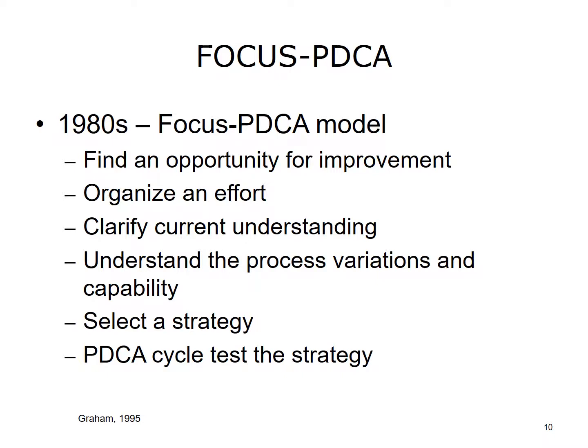Dr. Paul Batalden formed an internal consulting division for continual improvement called the Quality Resource Group in the Hospital Corporation of America in the 1980s. This group designed the Focus PDCA model, also based on Deming's PDCA cycle. Strickland, 2003. The model entails finding an opportunity for improvement, organizing an effort, clarifying current understanding of how the process works, understanding the process variations and capability, selecting a strategy for improvement, and using the Plan, Do, Check, Study, Act cycle. Test the strategy to determine if it results in improvement.